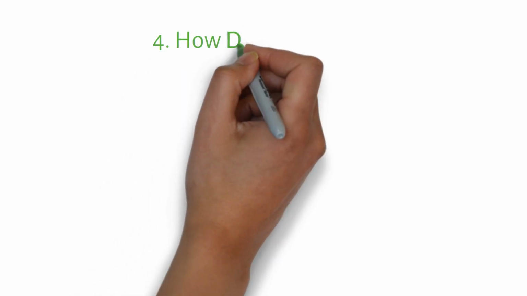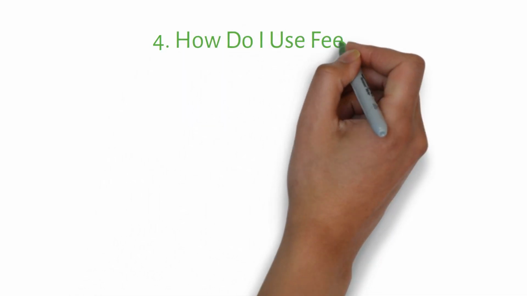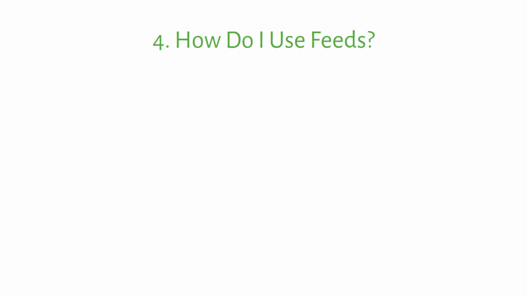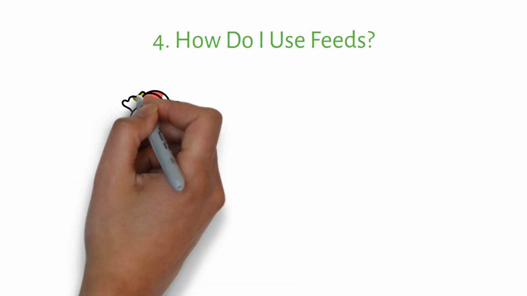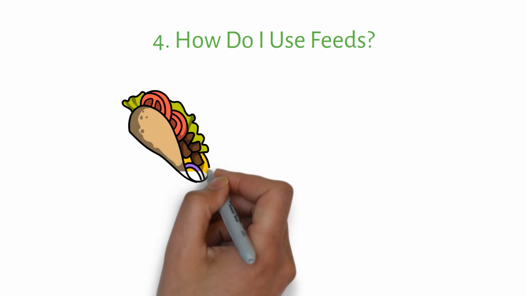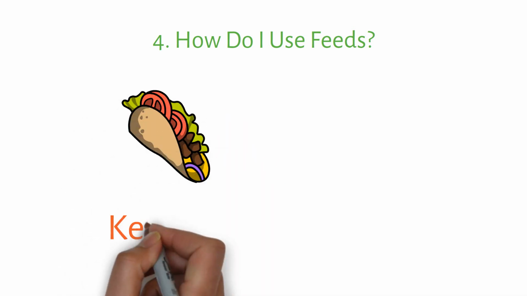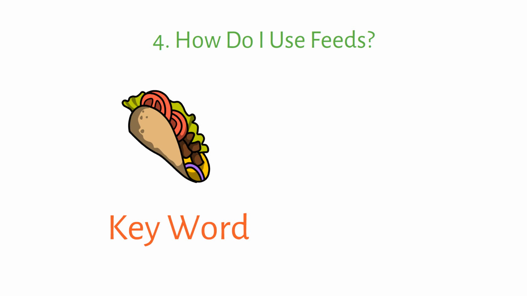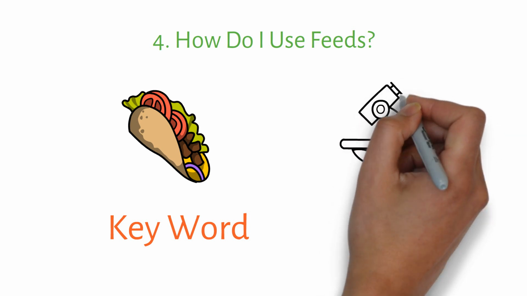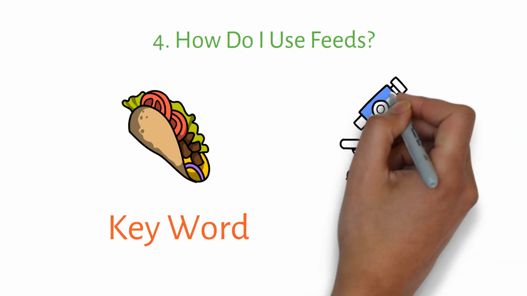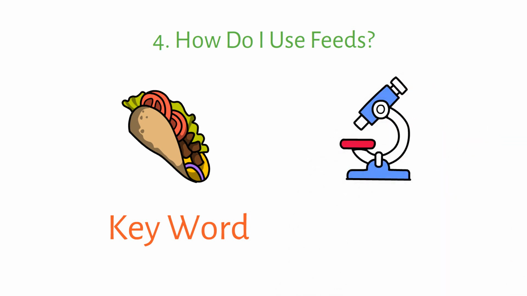How do I use feeds? Feeds are great for following a specific topic. There are 2 different kinds of feeds. One is filtered by keywords. For example, I created a feed for tacos. Any mention of tacos will show up in that feed. The other is filtered by a curated list of users. For example, there is a science feed where accounts have to submit their credentials to the feed's administrator to be added to the feed.